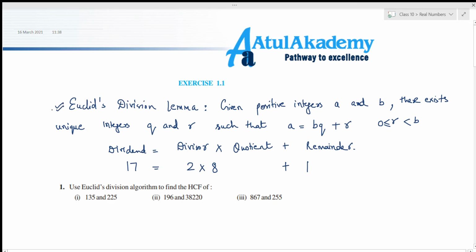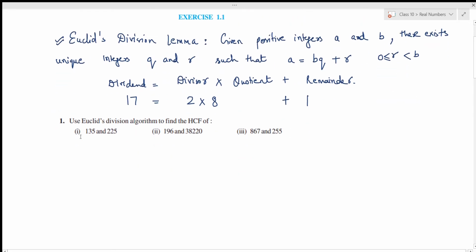So this will be used as an algorithm to find the HCF of numbers. How we will use it? We will use this as an algorithm. We can say it as a long division also. We can name this as long division method of finding HCF, or we can say it as a successive division method to find the HCF of two numbers.